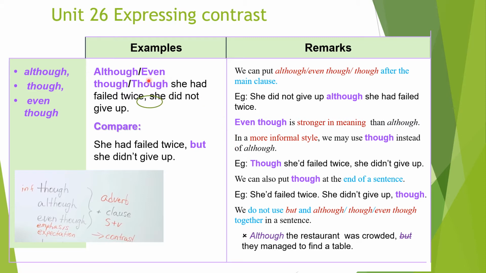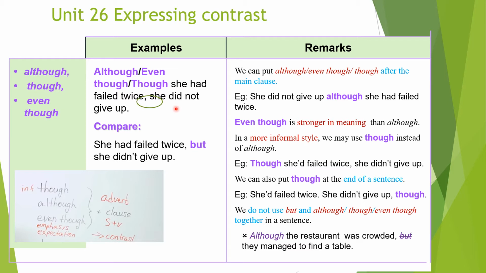Although or even though: although she had failed twice. You can use any of these three as alternatives. Although she had failed twice, comma, you have to put a comma after although, she still did not give up. Or, even though she had failed twice, she did not give up. Or you can say, though she had failed twice, comma, she did not give up.